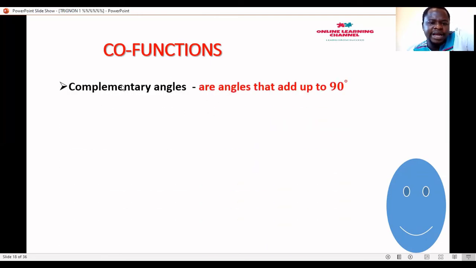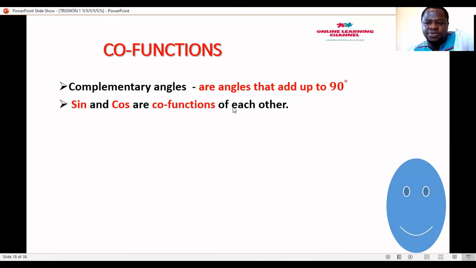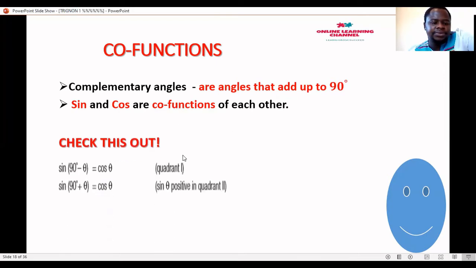So now let's look at the co-functions. So we've got complementary angles. These complementary angles are angles that add up to 90 degrees. In other words, sine and cos are co-functions of each other. So check this out. Sin of 90 degrees minus theta is equal to cos theta. That's in the first quadrant. So in other words, whenever you have got 90, your sine will change to cos, right? Because these are complementary angles.